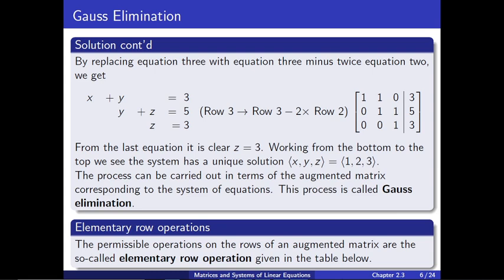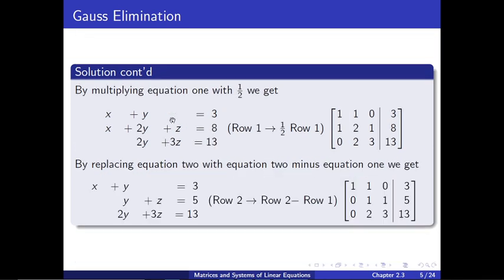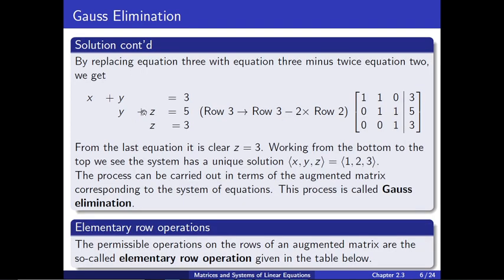And then the last operation that we are going to do is replacing equation 3 with equation 3 minus twice equation 2. So the twice equation 2 becomes 2y plus 2z is equal to 10. So if you say 2y minus 2y, you get a 0. If you say 3z minus 2z, you get z. And then if you say 13 minus 10, you get 3, right? So in other words, you're left with z is equal to 3, which is what we have here.